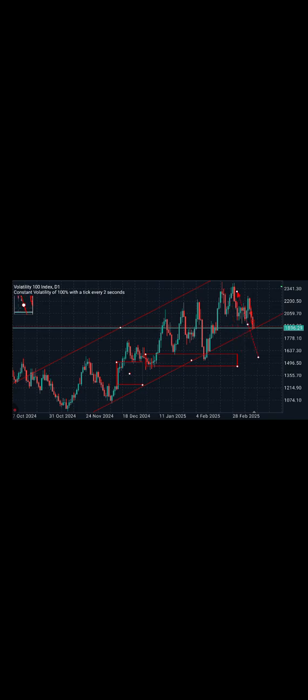So this leg did not create a higher high. It created a higher high here, dropped down, then they create a double top now. So what we have is a double top.